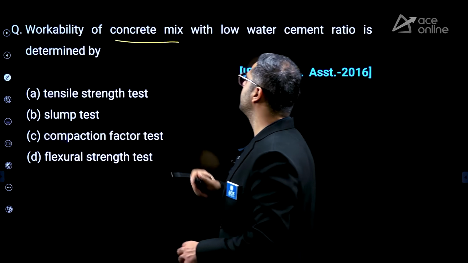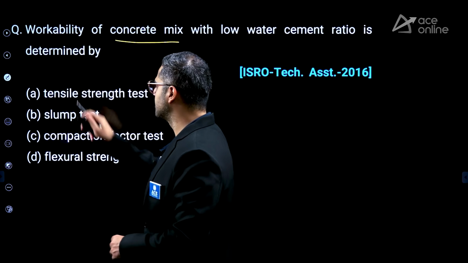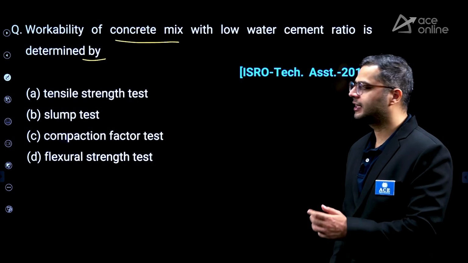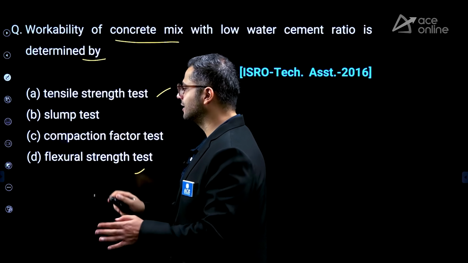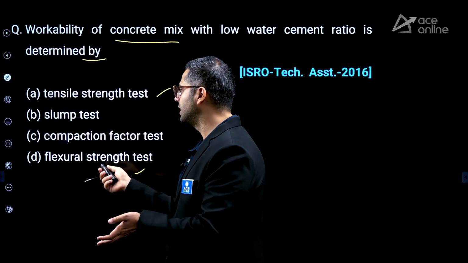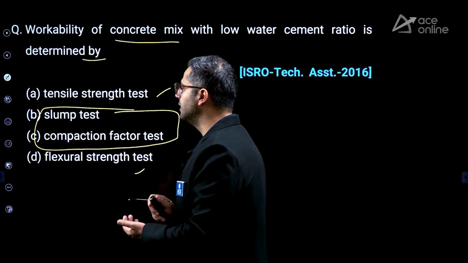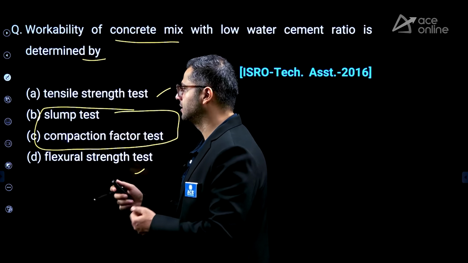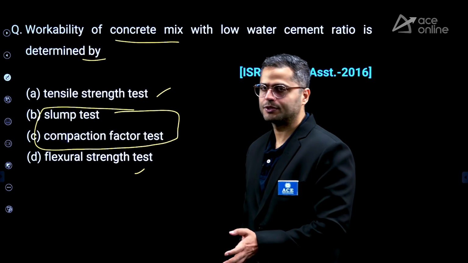Workability of concrete mix with low water cement ratio is determined by, so when water cement ratio is less, in that case we will not be using the slump test. See, tensile strength test and flexural compressive strength tests are just strength checking techniques, right? They are talking about the tests. The workability is judged by these two tests. There are other tests also. There's flow test, VB consistometer test, but slump test and compaction factor test work out in most of the cases.